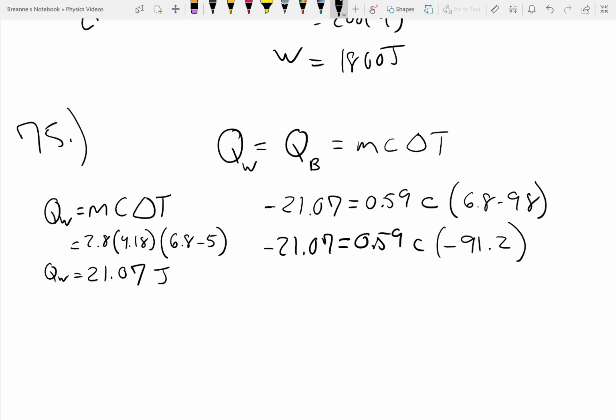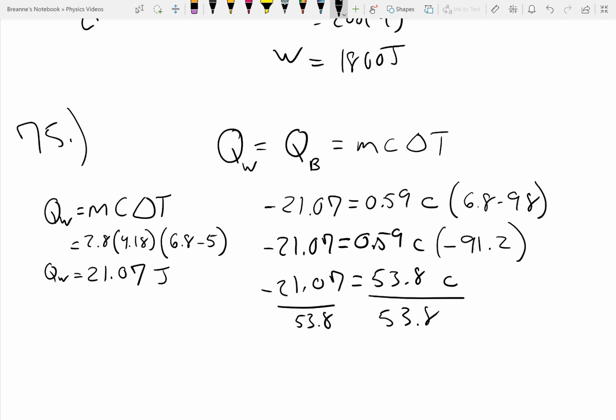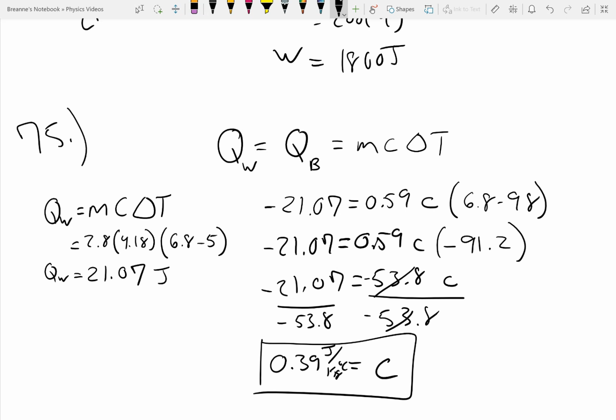You can go ahead and multiply these two numbers together to get 53.8. You want your specific heat by itself, so you multiply both sides by your 53. Remember, it's negative, sorry. There we go. So then your specific heat ends up equaling 0.39 joules per kilogram degrees Celsius. I would just focus on this part if I were you.